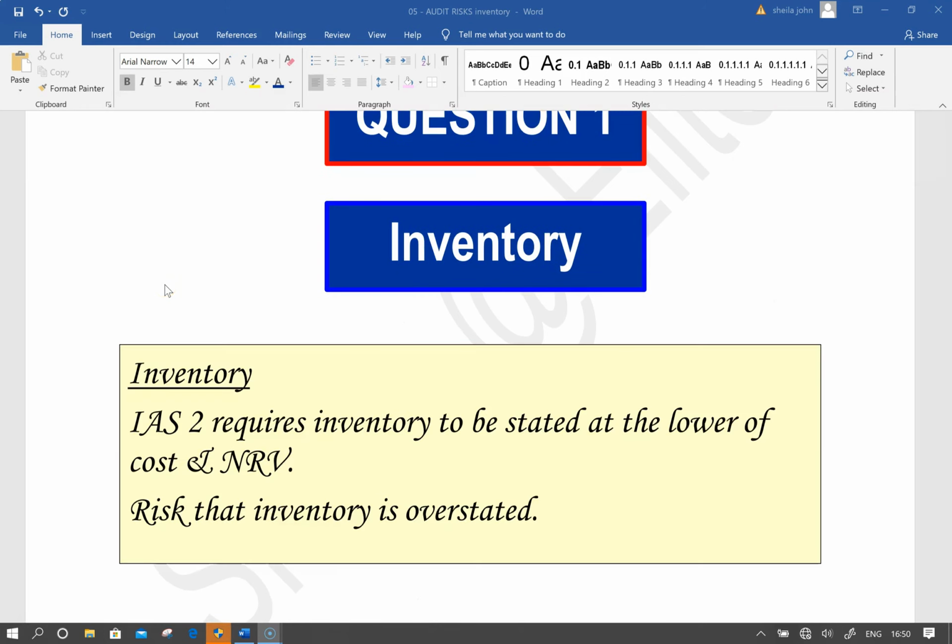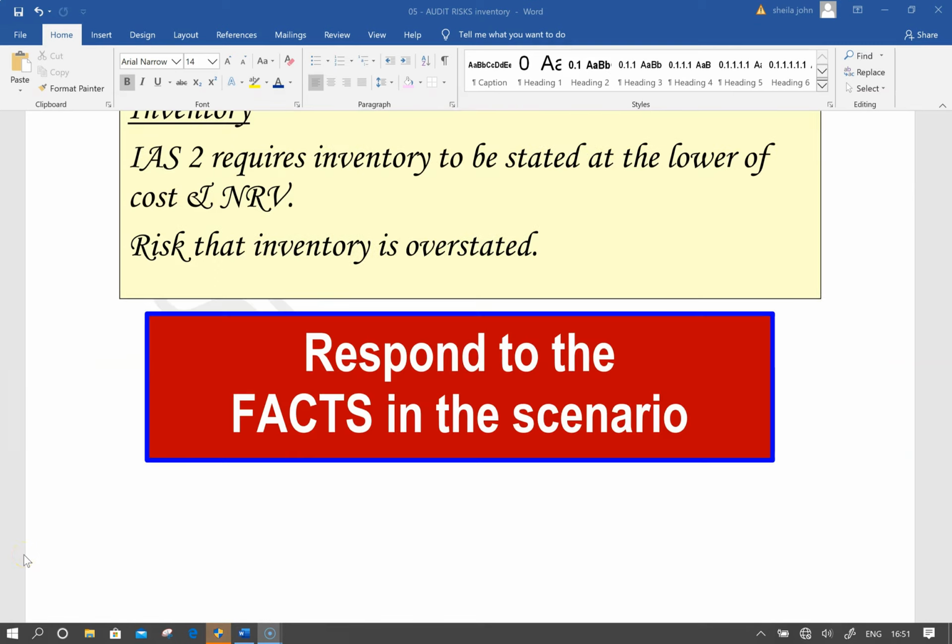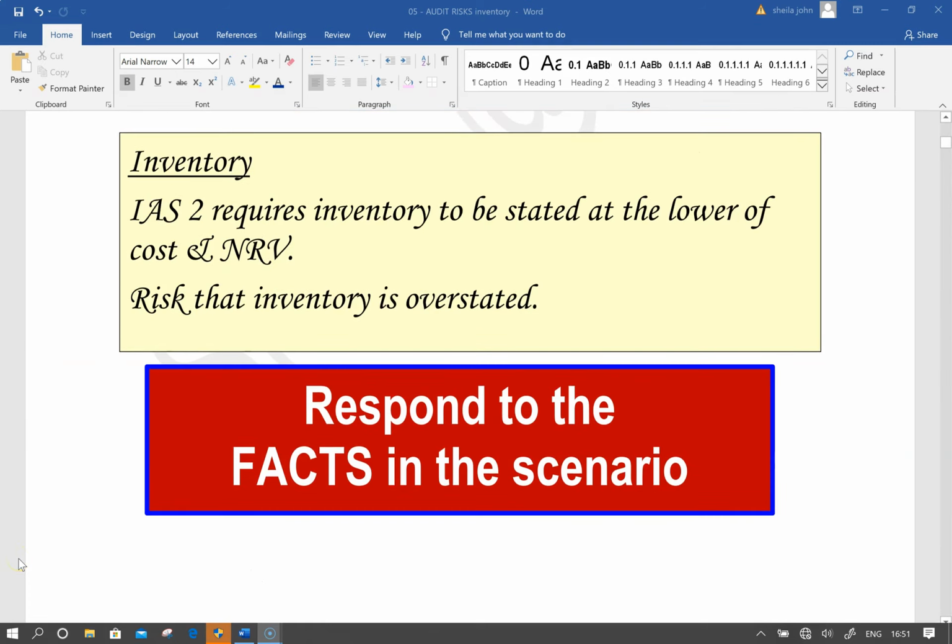That IAS 2 requires inventory to be stated at the lower of cost and net realizable value, and risk that inventory is overstated. Now, whilst indeed it is true that IAS 2 does require inventory to be valued at the lower of cost and net realizable value, it may be incorrect to put this down in your answer, especially when you have not taken any regard for the facts given in the scenario. If you do not take into account the facts in this scenario, then it's very unlikely that you're going to be able to get full marks for your comments on inventory.